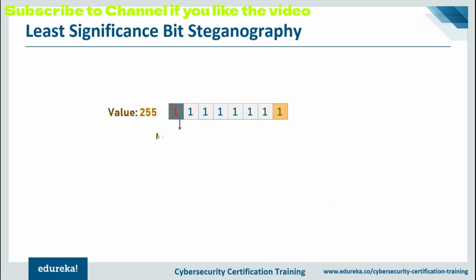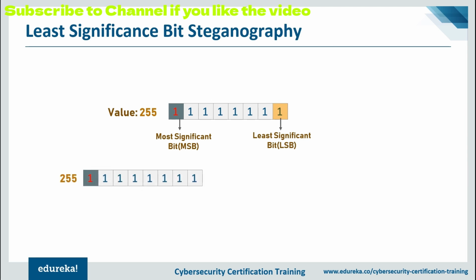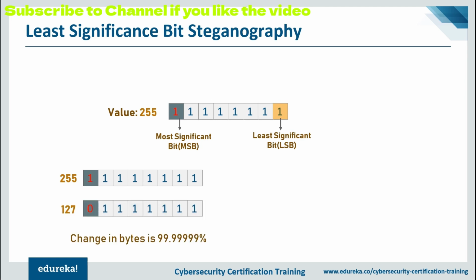Moving on, when we are working with binary values, we have more significant bits and less significant bits. The leftmost bit is the most significant bit. On the other hand, the rightmost bit is the least significant bit. Now, if we change the leftmost bit, that is the most significant bit, it will have a large impact on the final value. For example, let's say I have 255 and its binary representation, which is 8 ones in 8-bit representation. Now, if we change the leftmost bit from 1 to 0, the decimal value will change from 255 to 127. As you can see, the amount of change is very huge here.